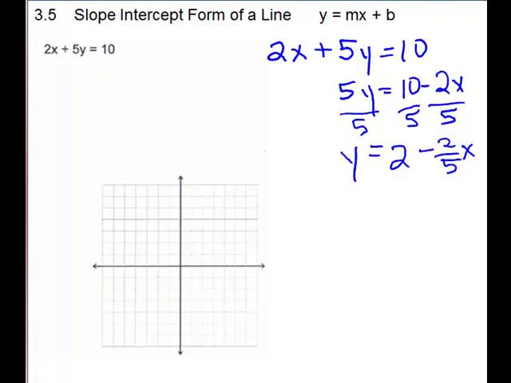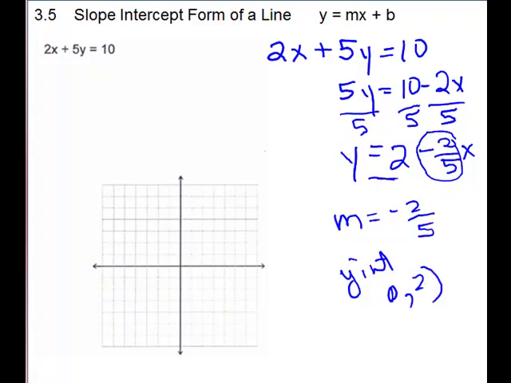So y is isolated, your slope is the coefficient of the x. So m equals negative 2/5. Your y-intercept is 0, 2. We will plot our point first, so don't go over but go up 2. From there, we're going to go down 2 and to the right 5. So down 2, 1, 2, 3, 4, 5, to the right, and connect.